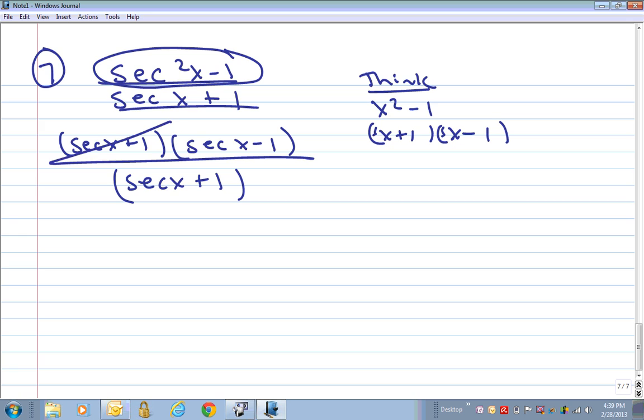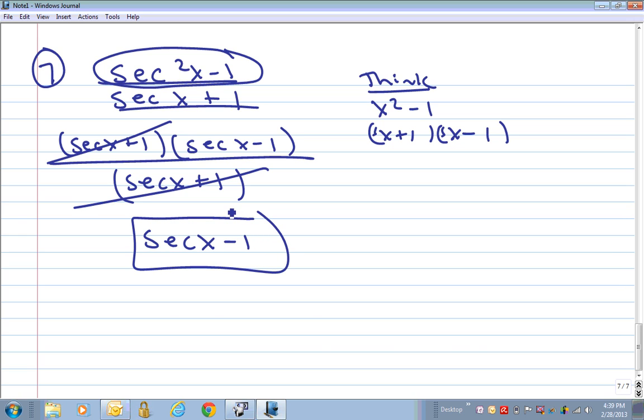And all of a sudden, secant x plus 1 cancels with secant x plus 1. Remember, because of that plus sign, it would have to be matched up. You couldn't just cancel the secant parts out. All right, so we're left with secant x minus 1, and that would be our simplified version. Let's look at number 8.